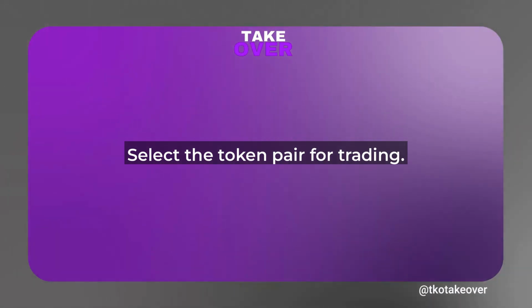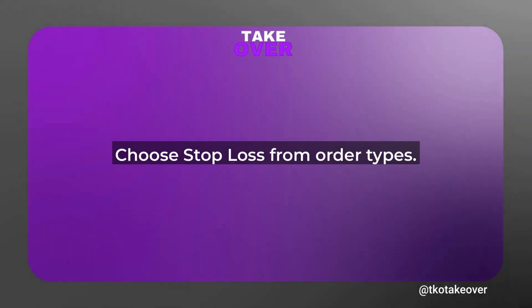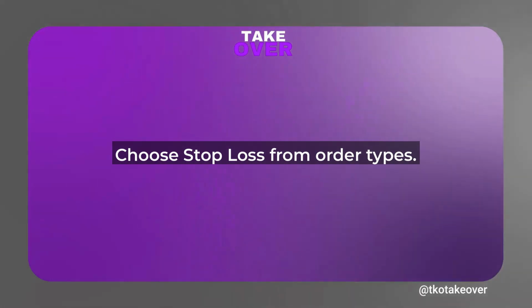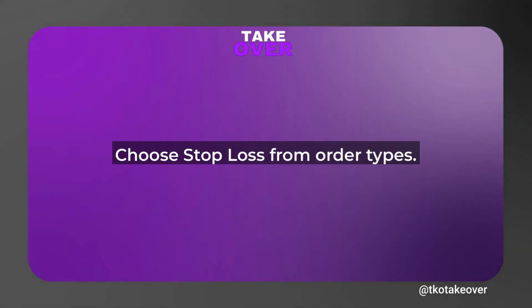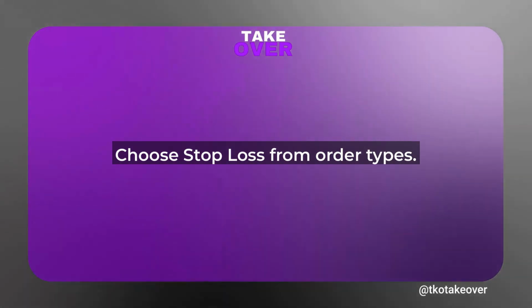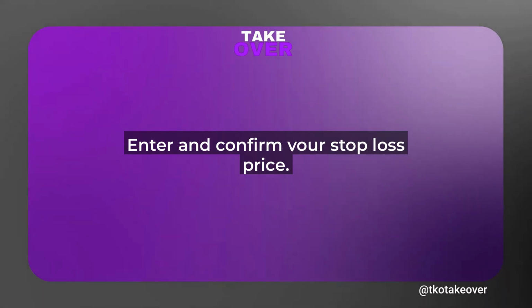Step 2. Look for the Order Types dropdown, usually found near the trading chart. Select Stop Loss from the options. Now, enter the price at which you want the order to trigger. For example, if you bought a token at $100, you might set it at $90 to sell if it drops that low.